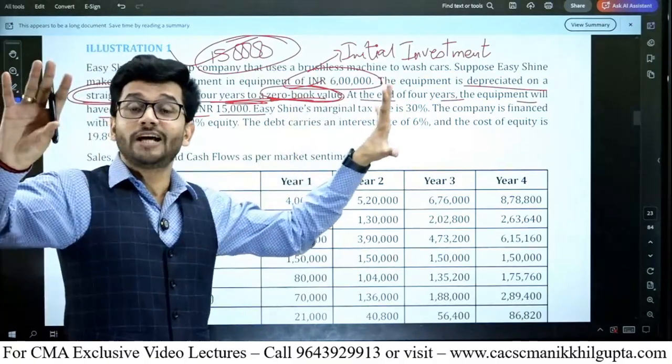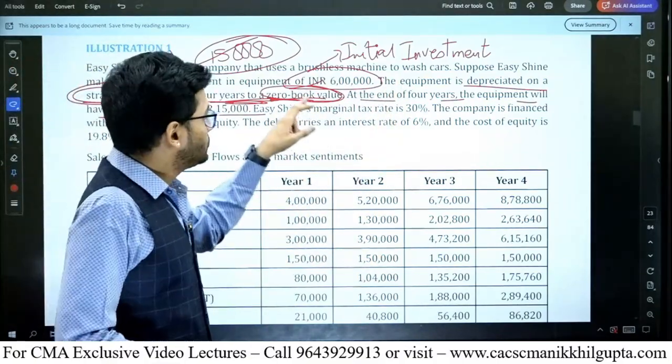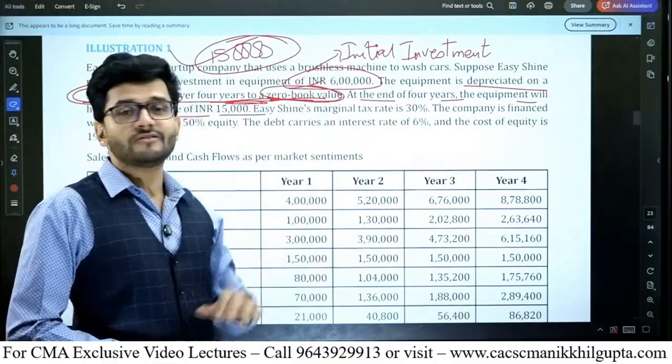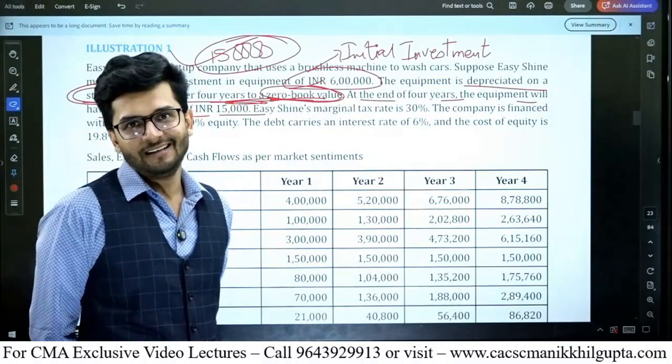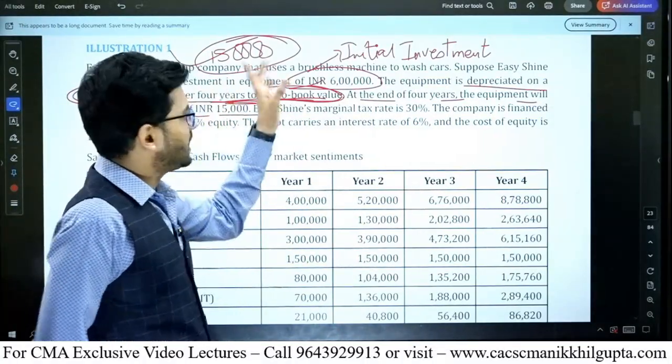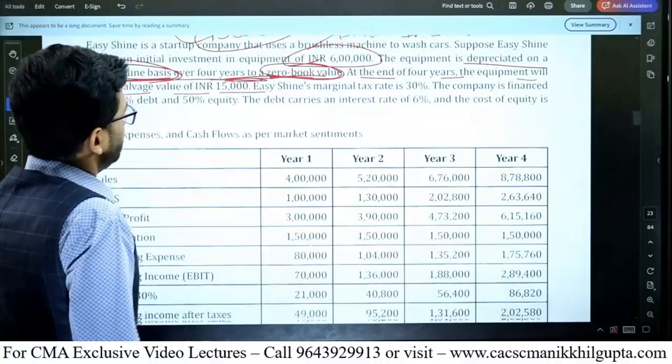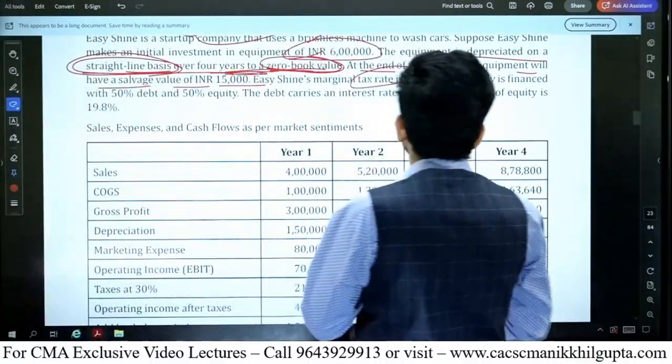1,50,000 rupees. 6 lakh divided by 4, that's it. Many students might do this thing that 6 lakh minus 15,000 divided by 4. No, wrong depreciation. Wrong depreciation. Depreciation will be 1,50,000 per annum. Okay. Easy Shine's marginal tax rate is 30%. 30% is the tax rate.